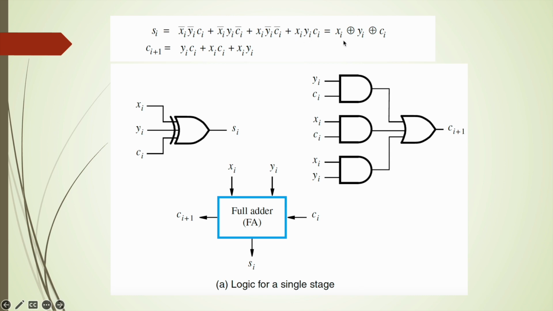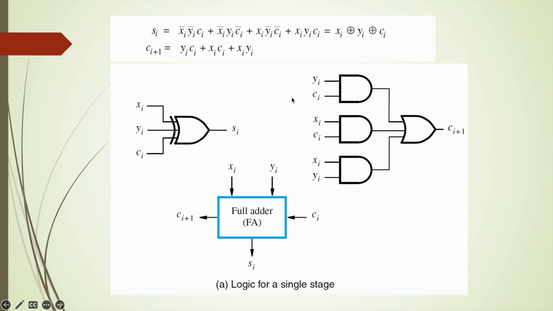The Si value is Xi XOR Yi XOR Ci. So we have a simple XOR gate here. The inputs of this XOR gate are Xi, Yi and Ci, and the output is Si.